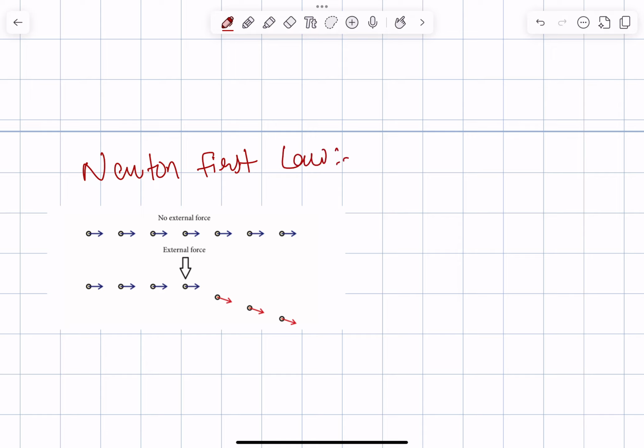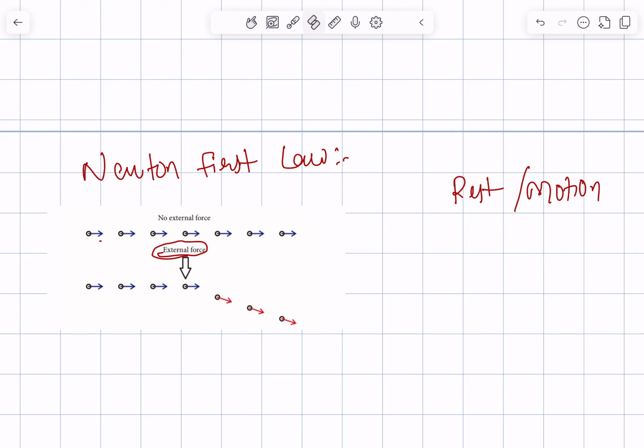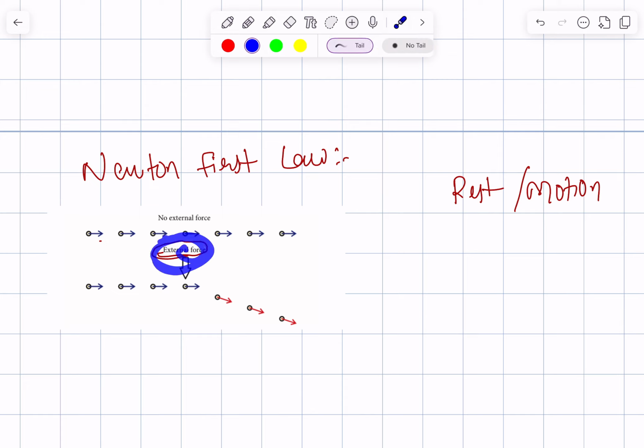Newton's first law states that a body remains at rest or in motion unless and until an external force is applied to it. So you see the body is traveling here without any external force, so it moves in a straight line. But when I have applied an external force here, you see the body has changed its position.